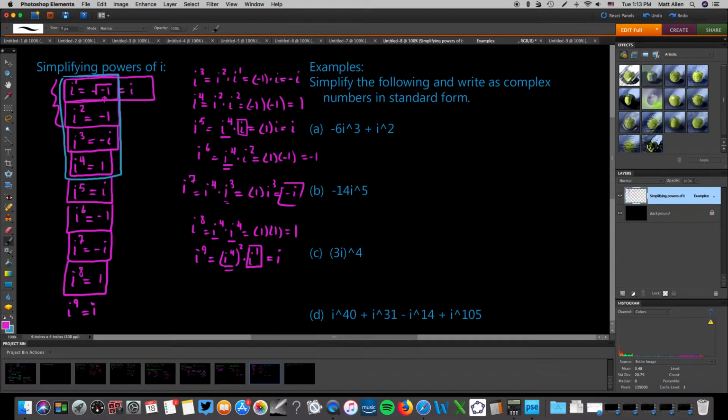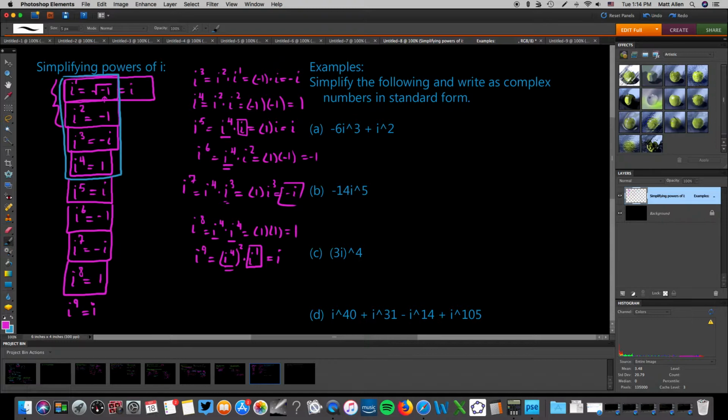You say i is i, i squared is -1, i cubed is -i, i to the 4th is 1, and then it rolls back around again. I to the 5th is i, i to the 6th is -1, i to the 7th is -i, i to the 8th is 1. And so it starts up again. I to the 9th is i, i to the 10th is -1, i to the 11th is -i, and i to the 12th would be 1.